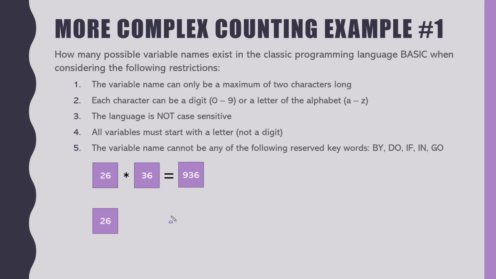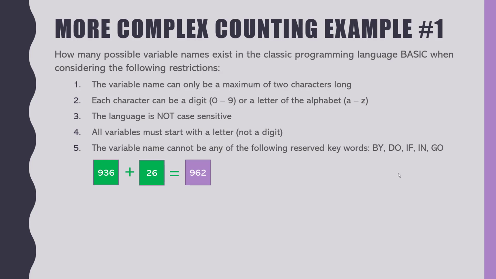As far as the individual task for creating the variable, it's just picking a character, and that can be done 2 different ways, 26 ways and 36 ways. So we add those numbers together, which gives us, look at all these theatrics with no answers, 962.